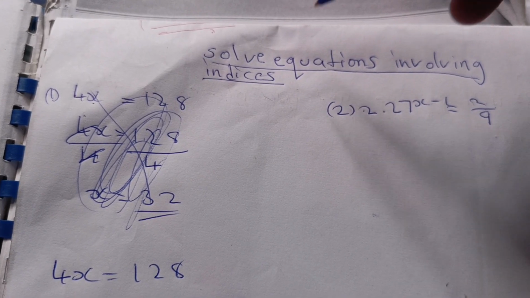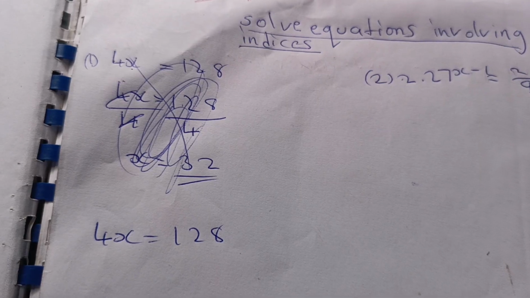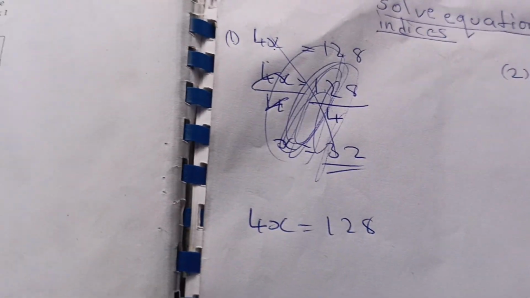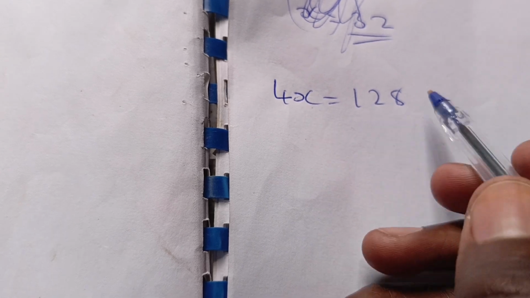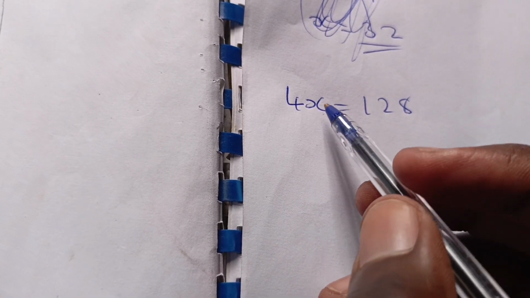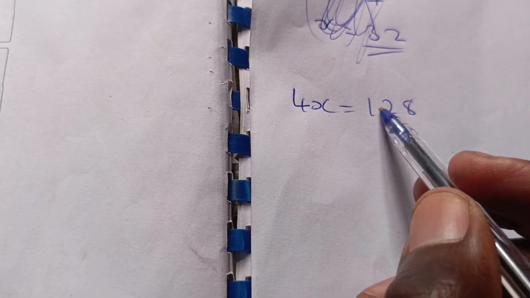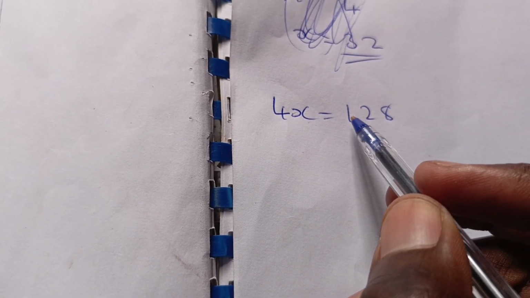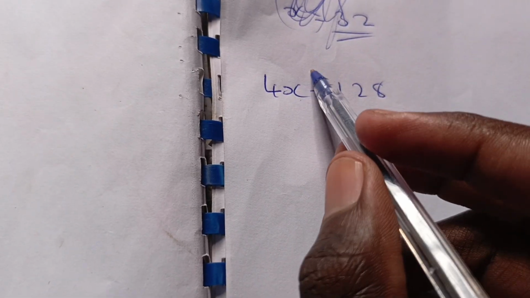So here we're looking at solving equations involving indices. Like this question here, 4 to the power x equals 128. We need to look for values and make the bases equal so that we form the powers. We form the equation, then we get the powers, and we solve the equation through the powers. Don't forget, guys.